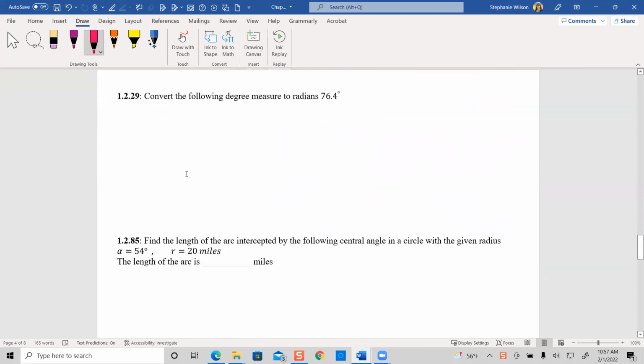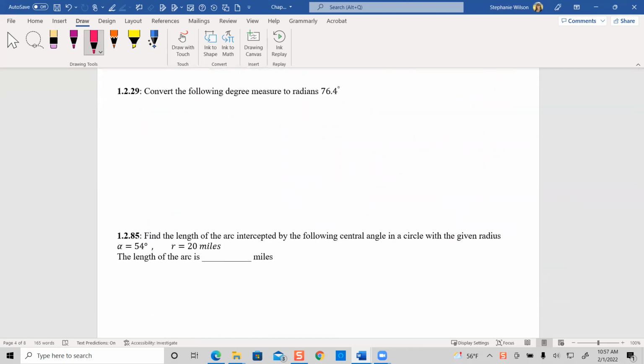All right. We're almost done, guys. Let's do this next one. We're going to do the same thing. We're going to take the degree measure of 76.4 and we're going to put it in radians. And again, we're going to calculate it, round it to the nearest 10 thousandths, which would be 4 decimal places. So we have 76.4 degrees. We're going to multiply it by pi over 180 degrees.